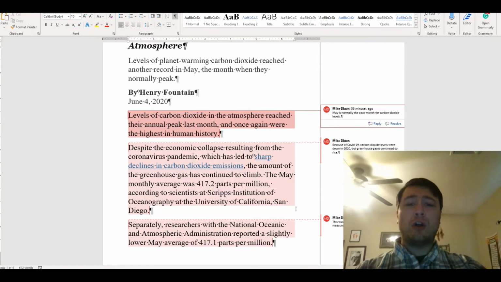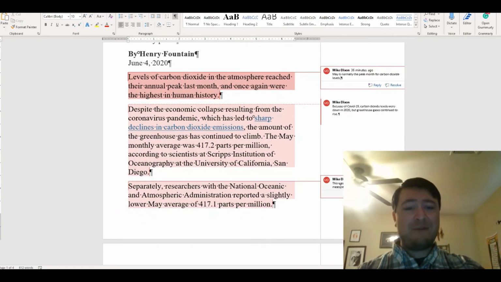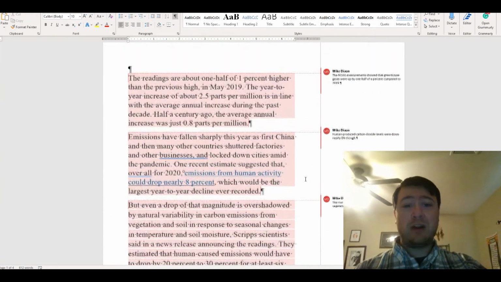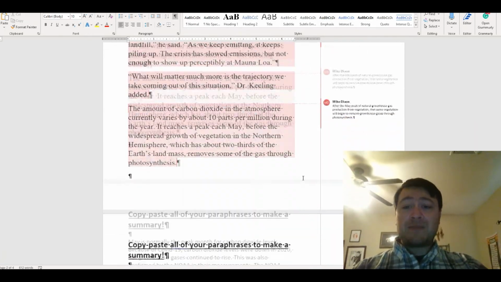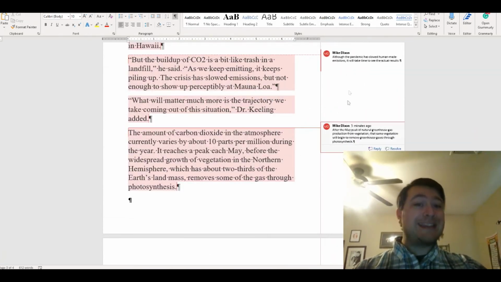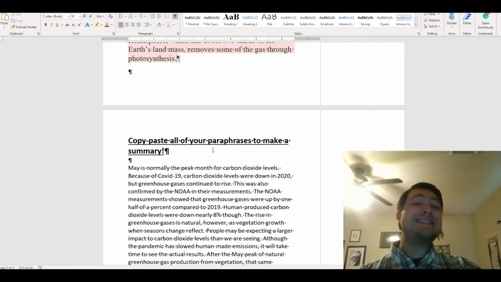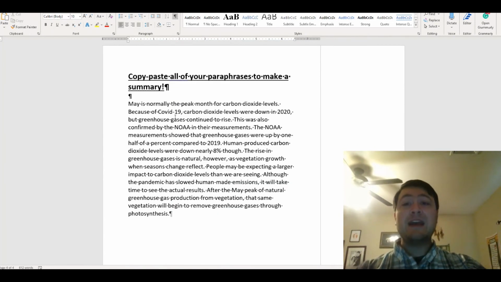Throughout the whole article, I continued to paraphrase every single paragraph in here, and then at the end, you can simply go back to each paraphrase, copy-paste them in order to create a summary. This is where you're going to see the first two examples I provided of paraphrase put together with all my other paraphrases to create a summary. For example, May is normally the peak month for carbon dioxide levels. Because of COVID-19, carbon dioxide levels were down in 2020, but greenhouse gases continued to rise.